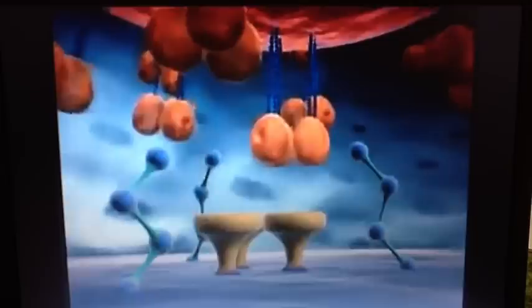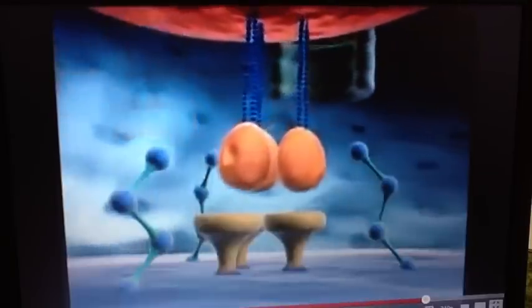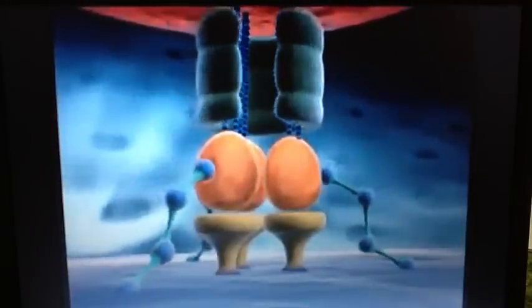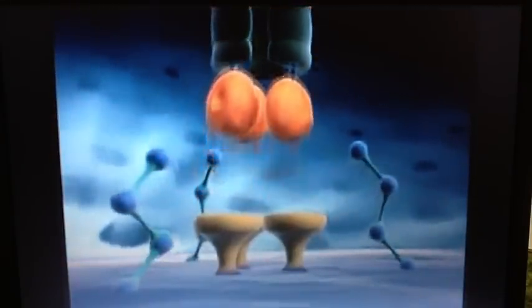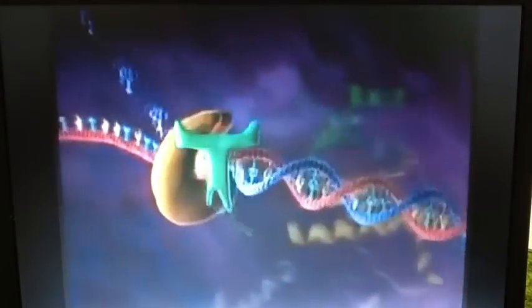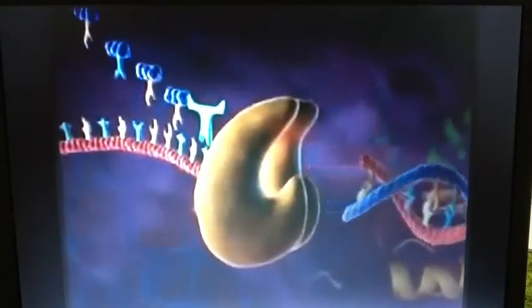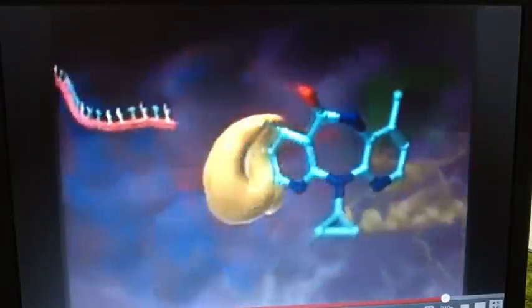The first thing that happened was the attachment. The attachment process is stopped by fusion inhibitors. That's that gray thing. It's going to come around and stop the blue things from unfolding. The second thing that happens is nucleoside inhibitors are going to stop the reverse transcriptase, one of the workers, from turning that RNA into the RNA-DNA helix.